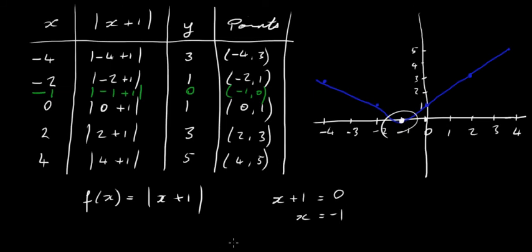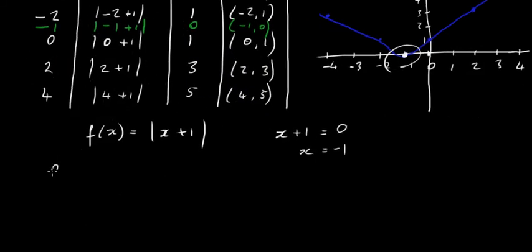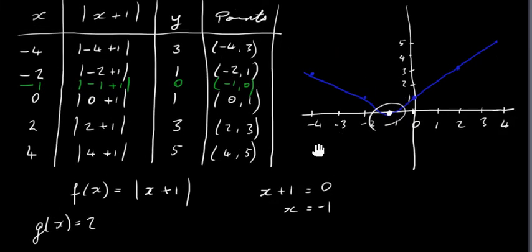Okay, oh, by the way, we had this other function as well that I mentioned. We had g of x equal to 2. So that's just, as I said, a horizontal line through 2 here. So that'll go through here like this.